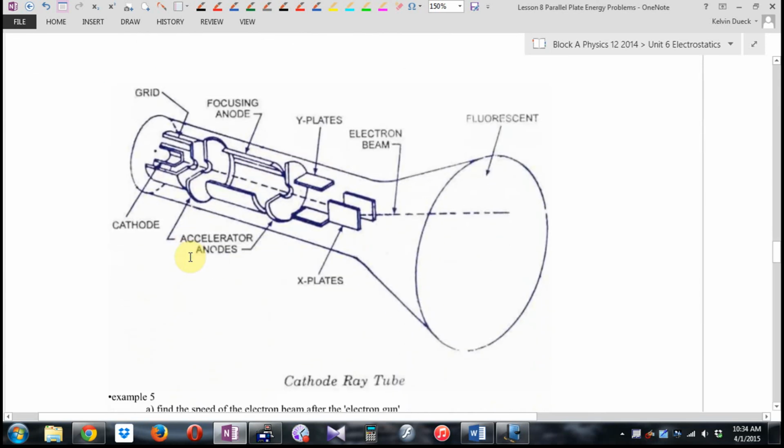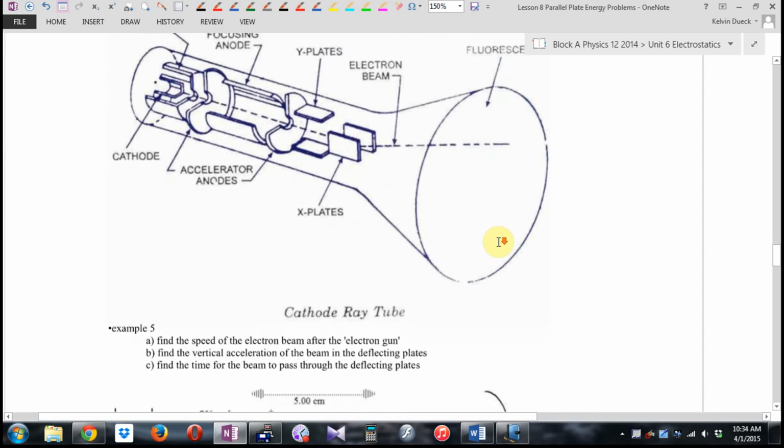So here's another picture as well. We have our cathode. Here's the focusing anode. This one does have the focusing anode to push everything to the middle. Here are plates deflecting it up and down. Here are plates deflecting it left and right. And it's going to hit the fluorescent screen. This is a cathode ray tube.